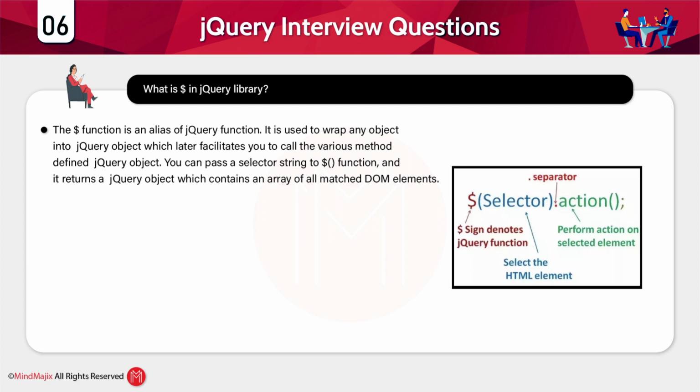You can pass a selector string to the dollar function and it returns a jQuery object, which contains an array of all matched DOM elements. So dollar or jQuery, you can write anything to access the jQuery functions.